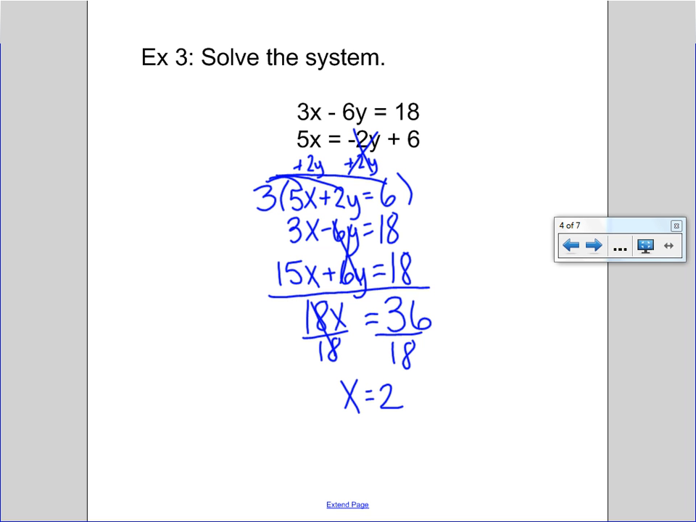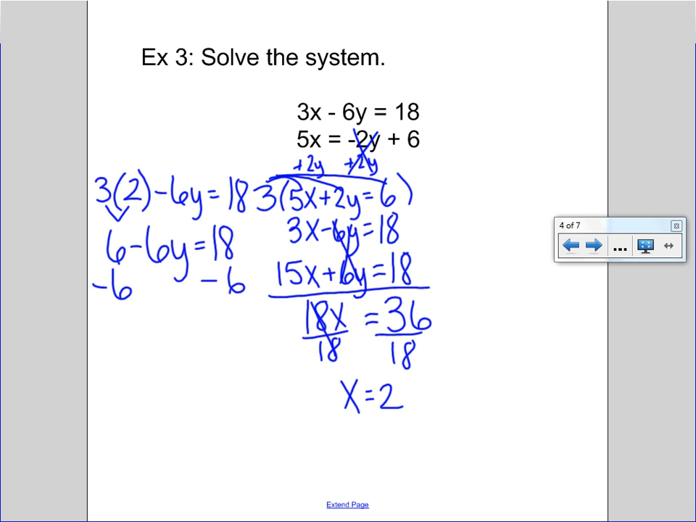Now I'm going to take that x, I'm going to plug it into my original equation. So I have 3, instead of x, I will put 2 minus 6y equals 18. 3 times 2 is 6 minus 6y equals 18. To get y by itself, I must first subtract 6 from both sides. Cancels. I have -6y equals 12.